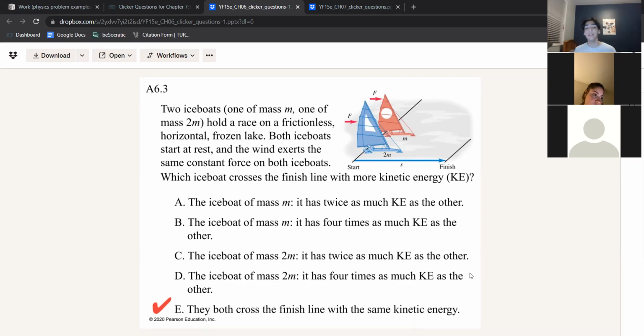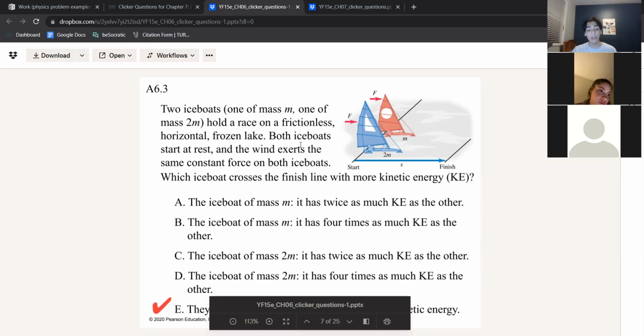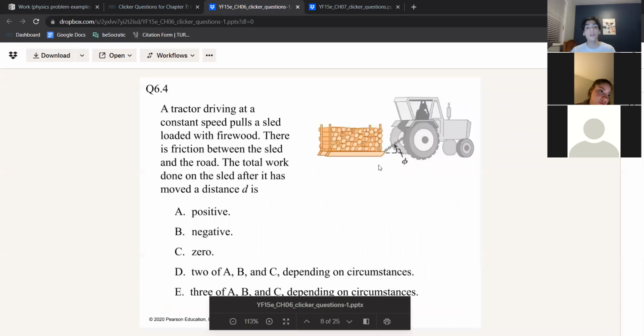So it is E, which is looking good. Do we have any more questions? No, that's fine. We'll move on to 6.4 now, and we'll just do our best.